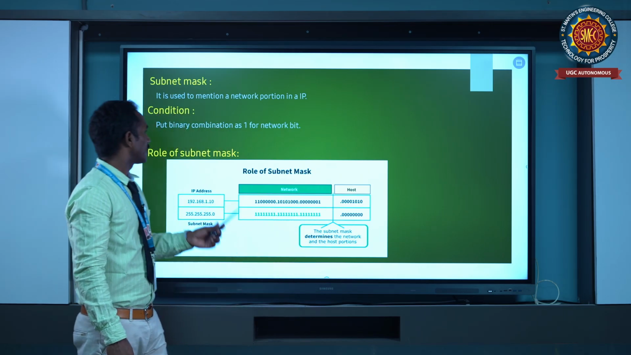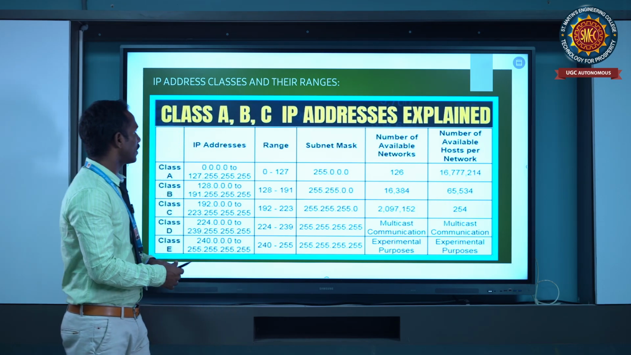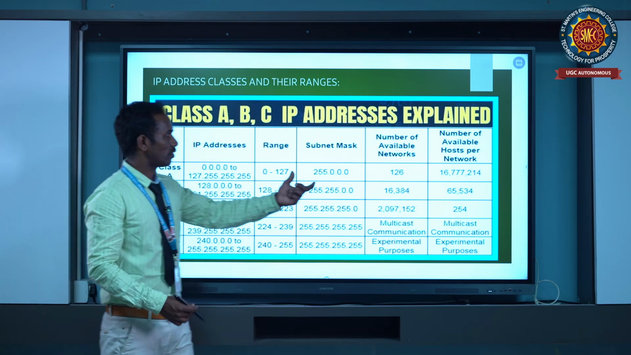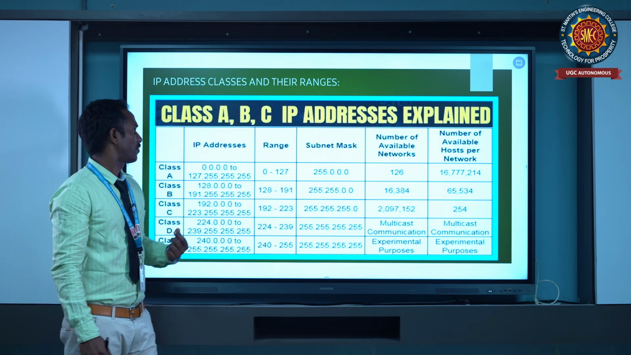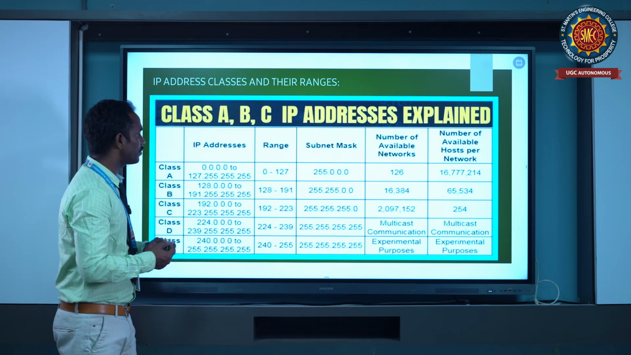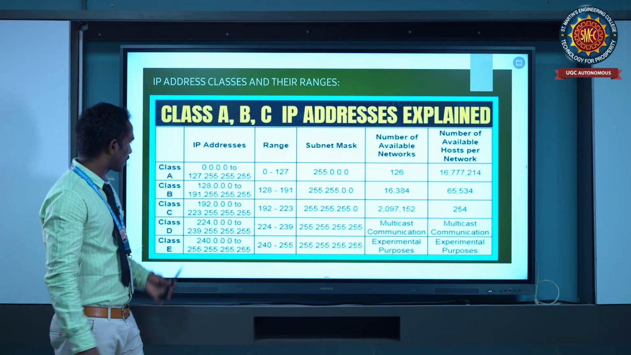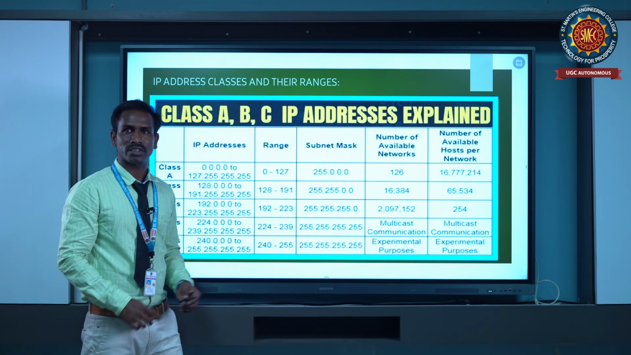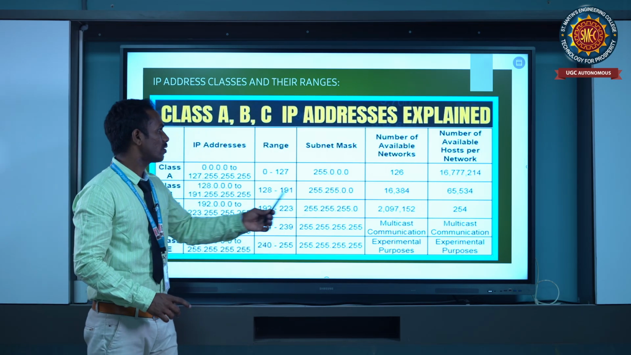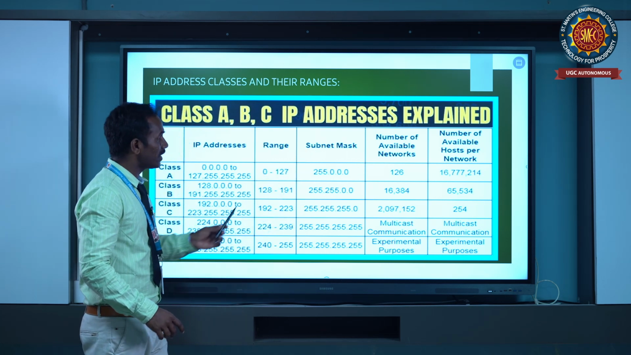So what is class A? Class A has 1 network and 3 host portions, class B has 2 network and 2 host portions, and class C has 3 network and 1 host portion. And then how to find the subnet mask?